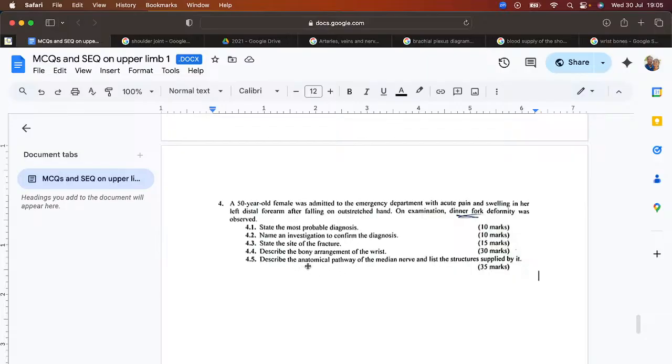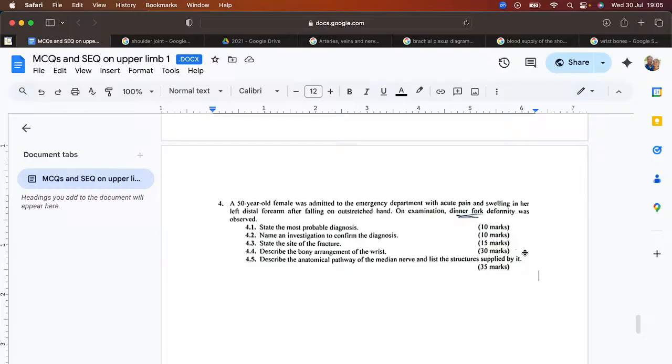Right, so that's describe the bony arrangement of the wrist. So 30 marks. If you know how to draw it, it's very easy, 30 marks. For the people that don't know how to draw it, obviously it can be a huge nightmare. So it can go either way.